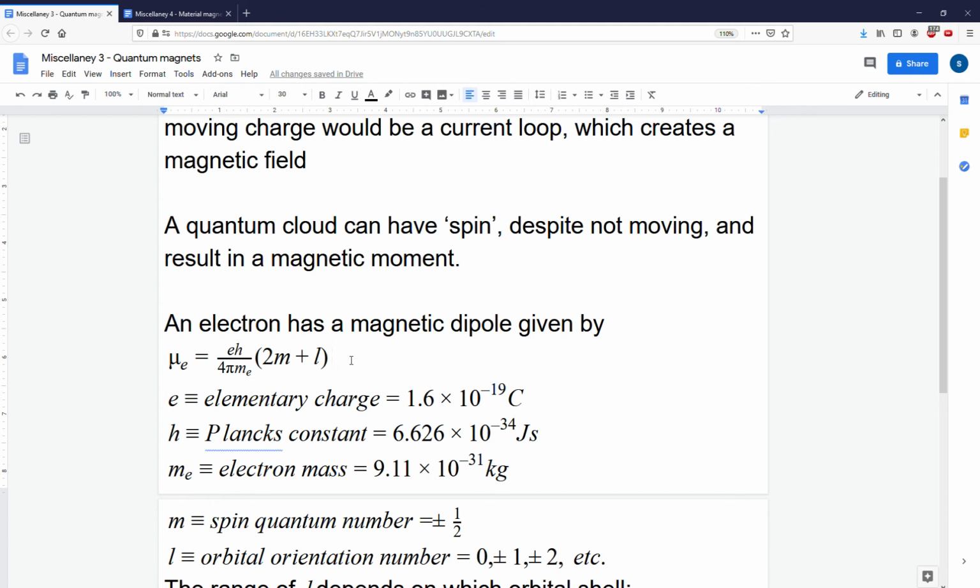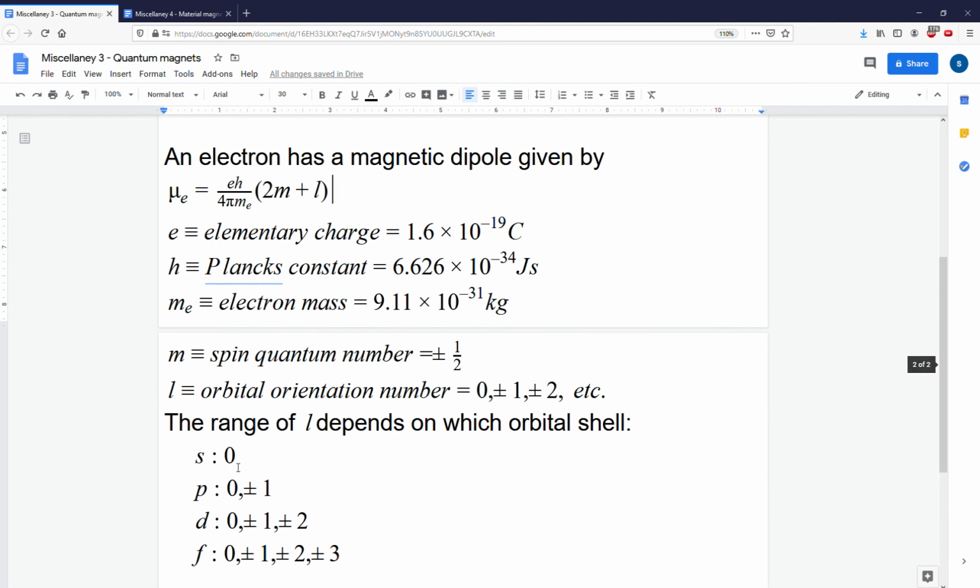Now, another thing about quantum mechanics is that no two electrons in an atom can have the same set of quantum numbers. What this means is that if you have two electrons, say helium has 2 electrons, they both want to be in the 1s orbital, meaning they both have an l value of 0. One of those electrons can have a plus 1/2 m, and the other will have a minus 1/2 m, meaning that their magnetic fields will cancel.